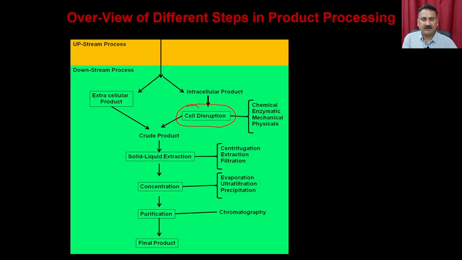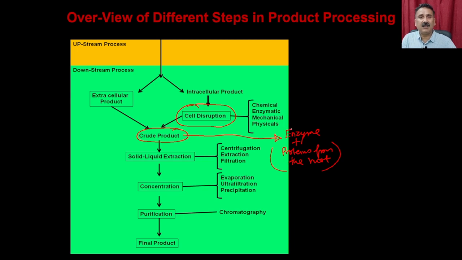Now once you have done the cell disruption, you are going to have the crude product. What is there in this crude product? The crude product is going to have the enzyme that you want to purify, and it is also going to have the proteins from the host. So it is going to have a mixture of two species: the proteins from the host and the enzyme that you are overexpressing in large quantities. Now our objective is to purify this particular enzyme, so we want to isolate this enzyme, and for that we are going to use a technique called chromatography. So you're going to purify this with the help of chromatography.